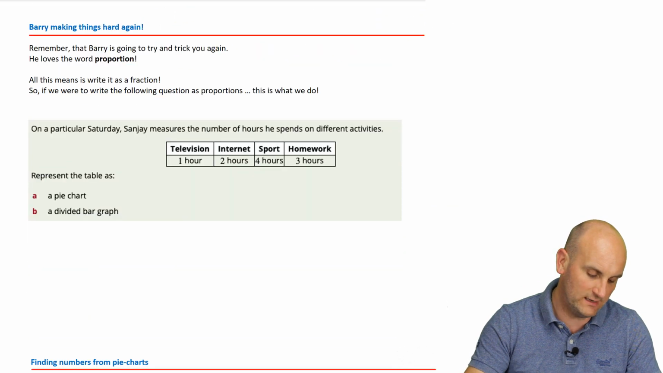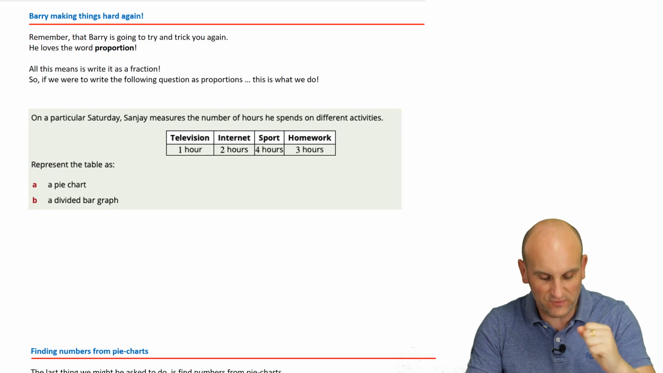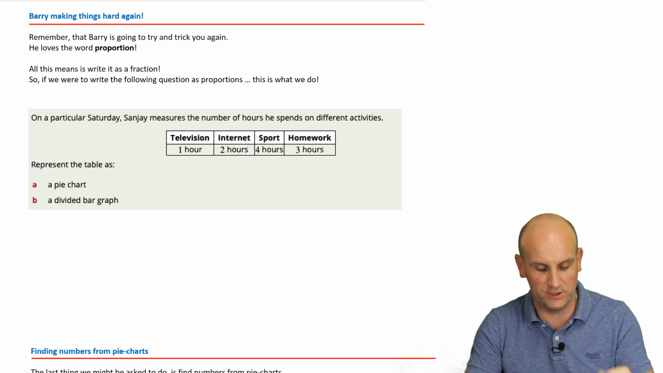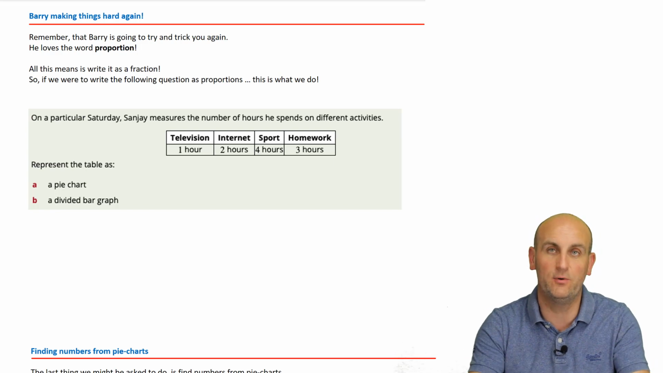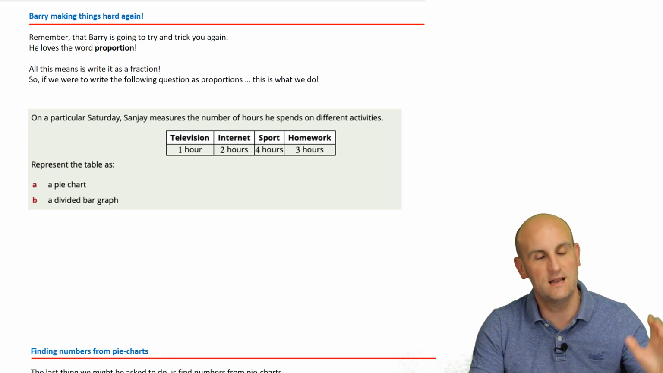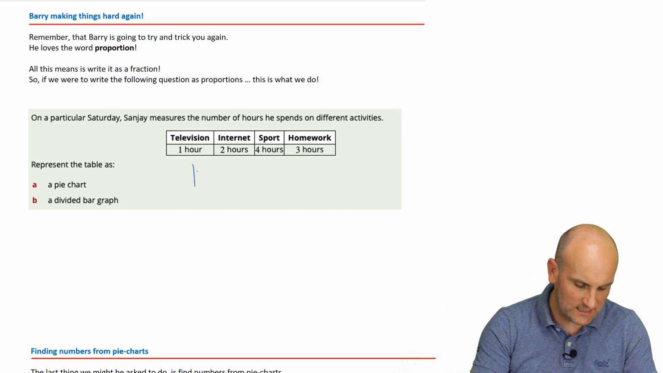Now, obviously, very last part. Oh no, nearly. I've got one more section to do. Barry's making things hard again. He wants proportions. And some of the questions you're about to do have proportions in them. That's okay, it's not a problem. What is a proportion? It's nothing more than a fraction.